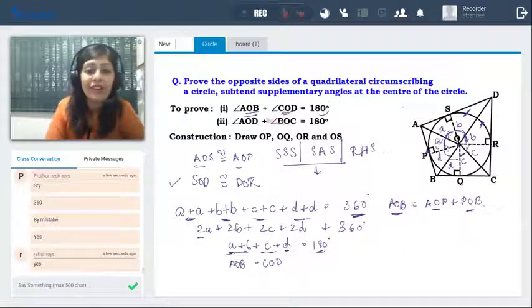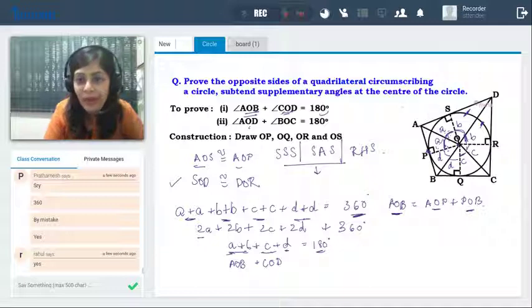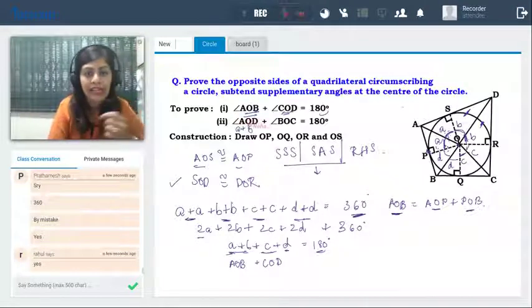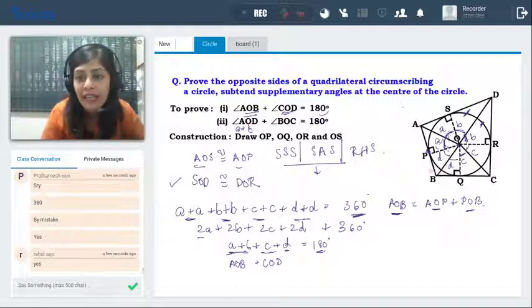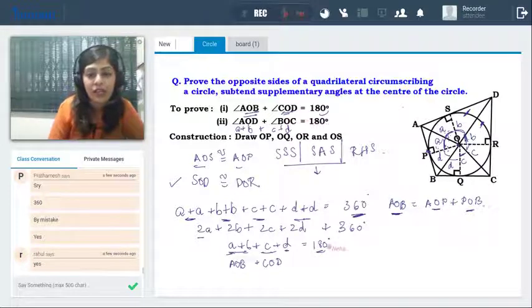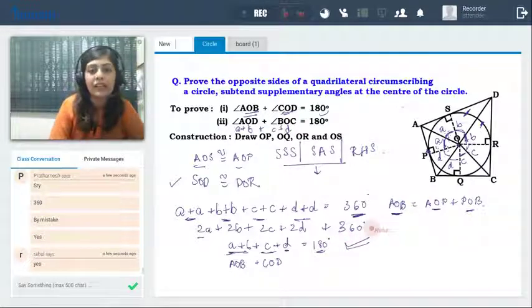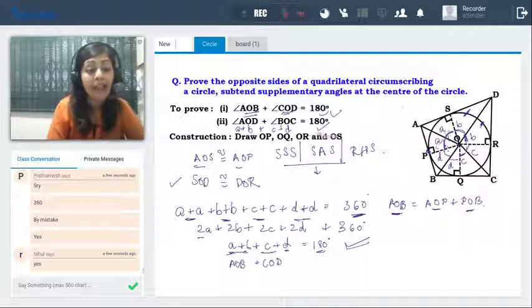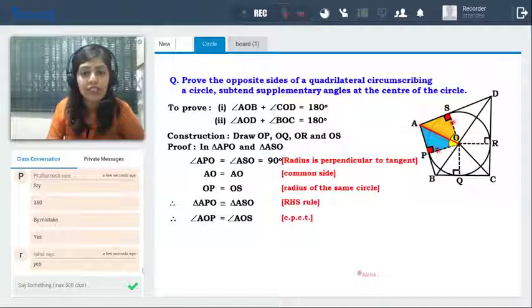Definitely. Same way, look at AOD. AOD is A plus B. Right? I'm writing it there itself. And look at BOC. BOC is C plus D. So if we add A, B, C, D, what do we get? The same equation, 180. So we have got that. Hence, angles subtended by opposite sides of a quadrilateral are supplementary at the center. Hence proved. Yes, students, that is how we prove this sum.